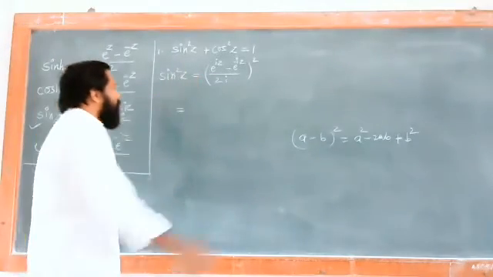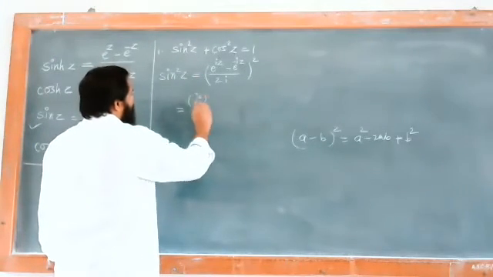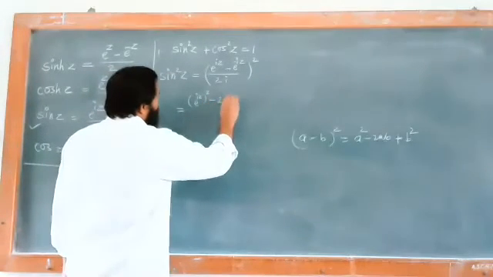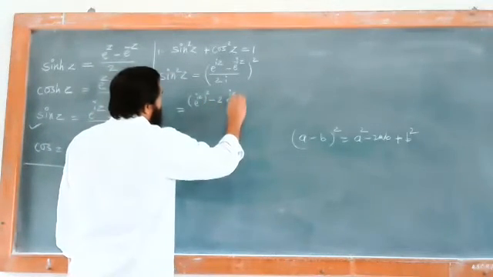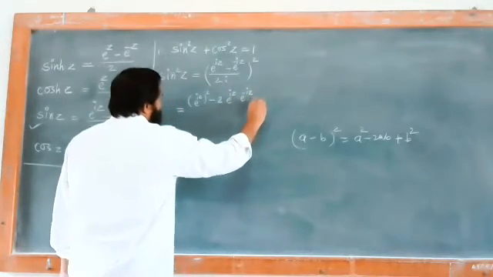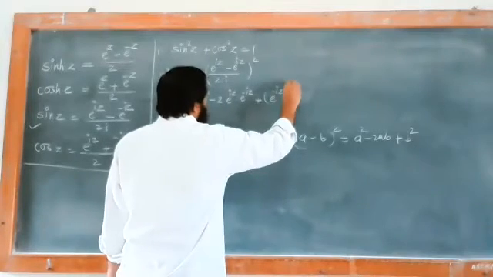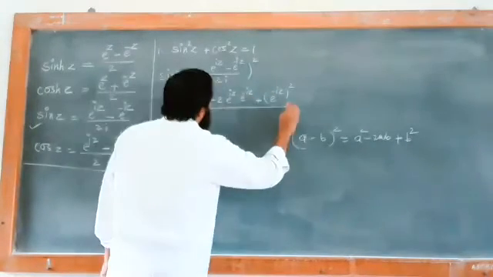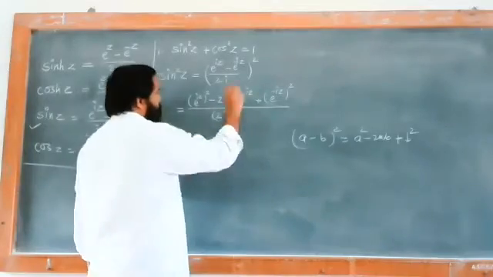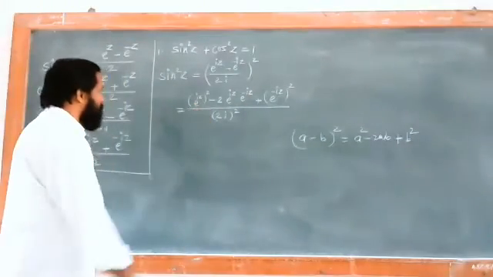Now what is its square? We can have this e raised to iz, its square, the first term, minus 2 times e raised to iz into e raised to minus iz, plus the last term, that is e raised to minus iz squared, and it is totally divided by 2i squared. It is the first equation, so I am solving everything, notice how it comes.